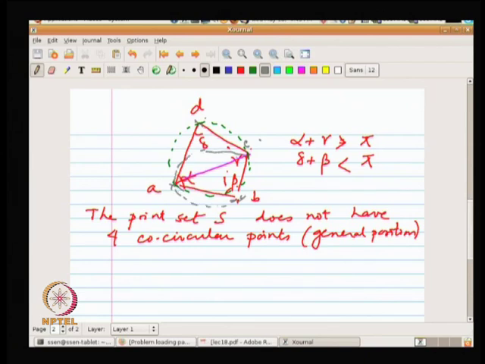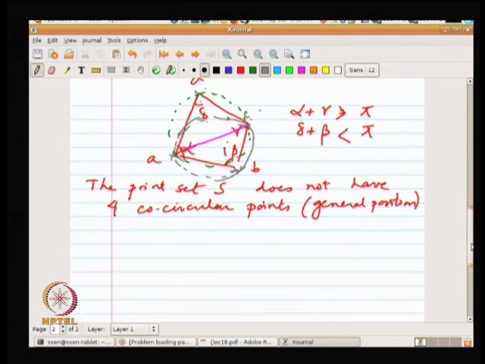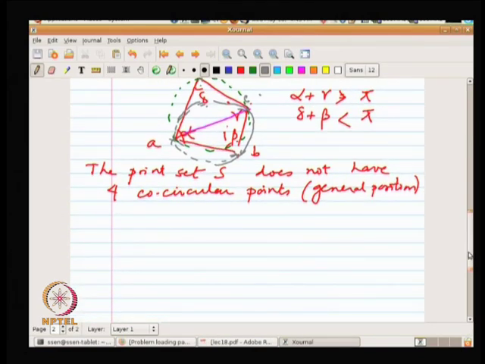It's getting a little cluttered, but I think you get the point. So because the sum of delta plus beta is less than pi, the point D must lie outside the circumcircle of ABC, and similarly the point B is going to lie outside the circumcircle of DAC. So this is a very basic property, and that will be the basis for a very simple algorithm.